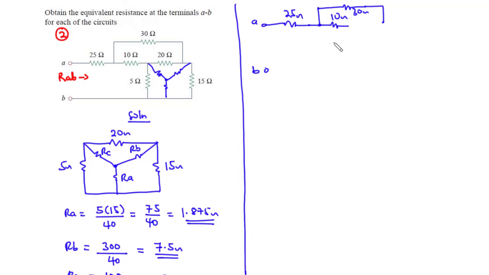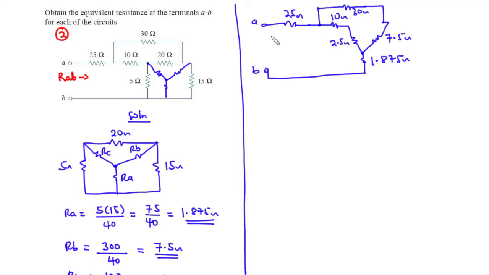Now let's introduce the newly formed star network. So at this point, we are going to connect RC. So this is going to be RC. And then we have RB. And then RA. So this is RA. RA is 1.875 ohms. We have RB, which is 7.5 ohms. And then RC, 2.5 ohms.